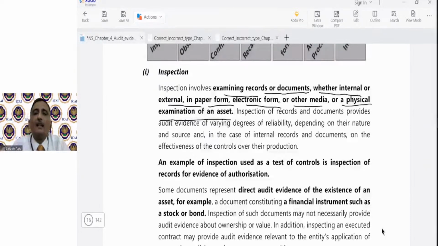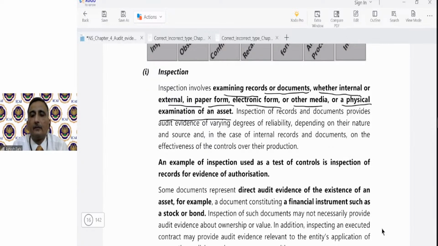Like you are seeing an FD. So there are investments in the books of the entity, and you ask the entity to show me the fixed deposits, or to show me the proof of other investments. So that is an example. So what document you are seeing, that is an example of inspection.